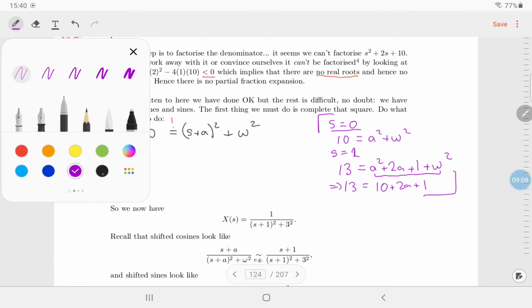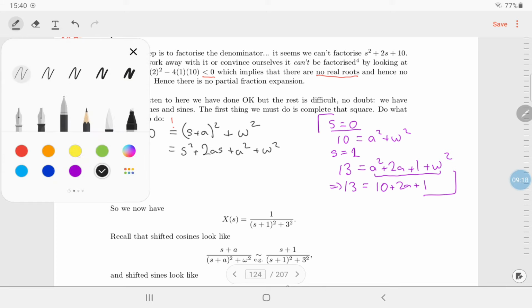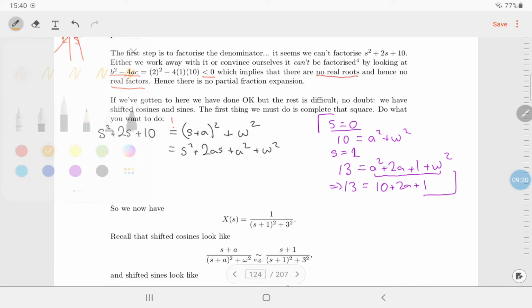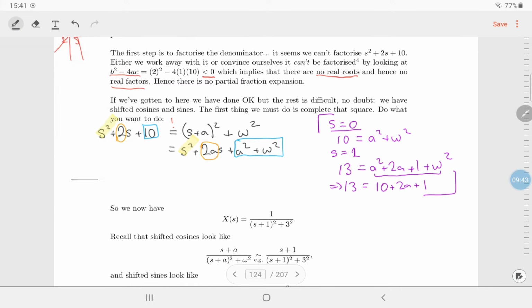I think it's easier to compare coefficients. So multiply this out, you get S squared plus 2AS plus A squared plus omega squared. And now compare. First of all, the S squareds are equal, so no issues there. What about the coefficient of S? It's 2 here and 2A here, so they have to be equal. And also the constant, so I have 10 here and A squared plus omega squared must equal 10. So we should start with 2A is equal to 2.